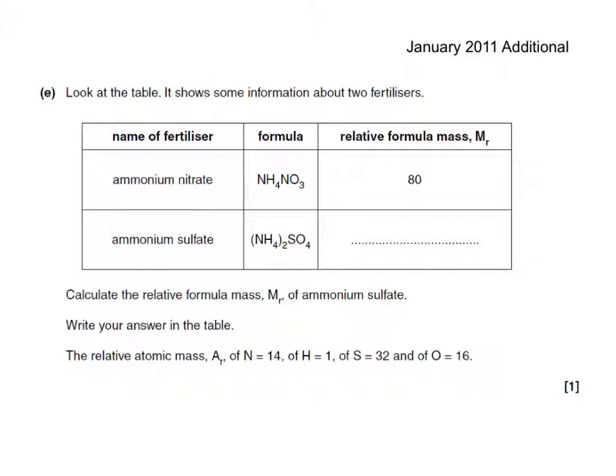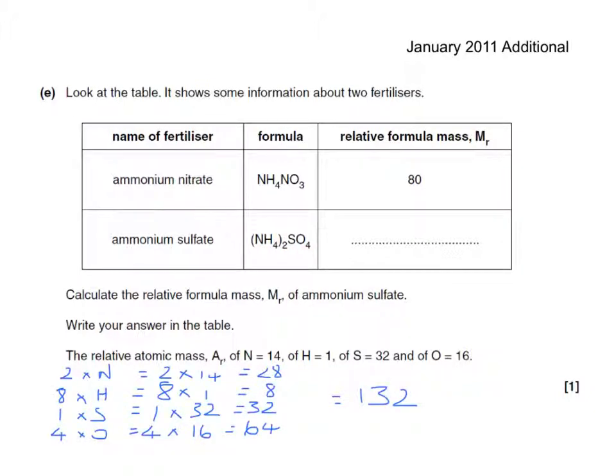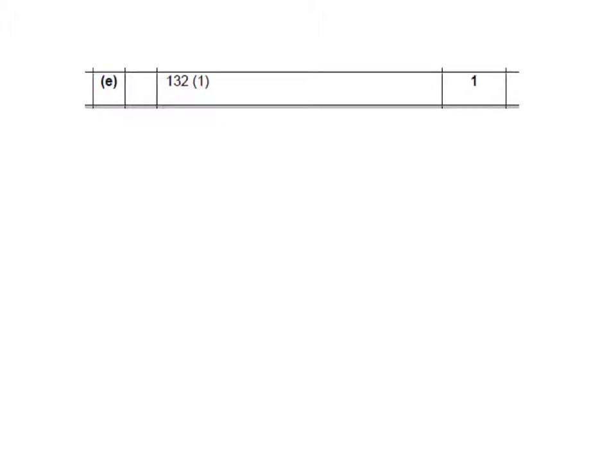So the ammonium nitrate is worked out for us, but the ammonium sulfate, well, when we look at its formula, we'd see it would have 2 nitrogens, 8 hydrogens, 1 sulfur and 4 oxygens. When we top these up, we've got 2 nitrogens weighs 28, 8 hydrogens weighs 8, 1 sulfur is 32 and 4 oxygens weighs 64, and the total of these is 132. And there we have the answer from the mark scheme, 132.